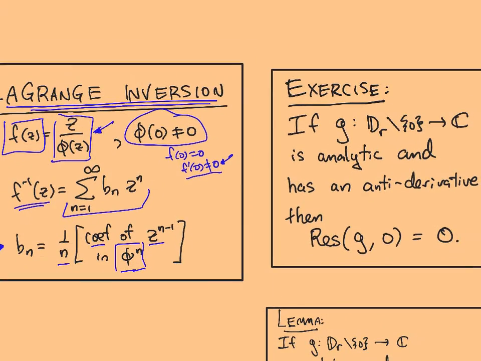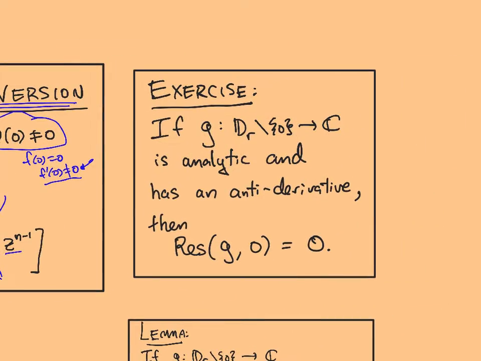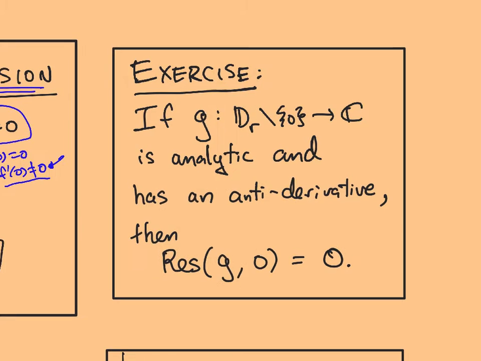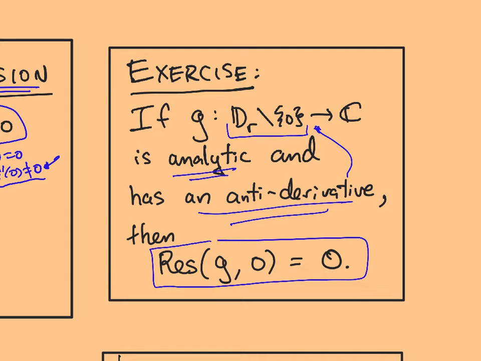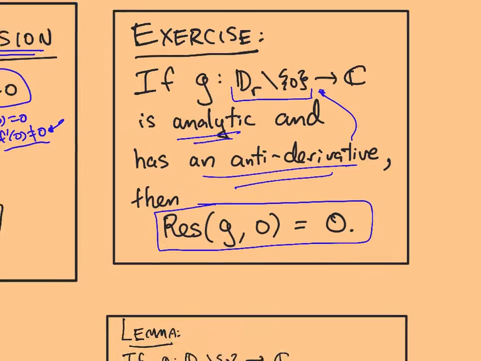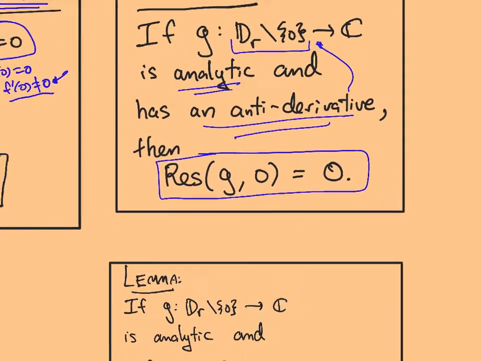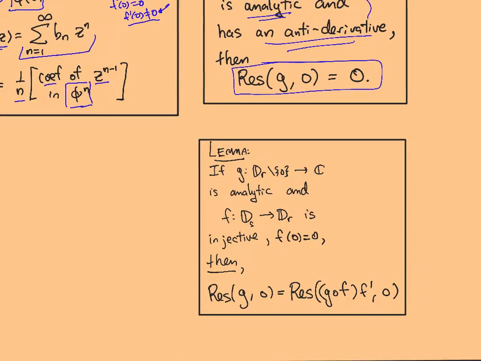Okay, so we had a homework exercise, which was to show that if a function is defined on a punctured disk around the origin, if it's analytic, and if it has an antiderivative on the whole domain, then its residue at 0 is 0. And we're going to use this below to help us prove Lagrange inversion. Well, we're really going to use it to help us prove this lemma.